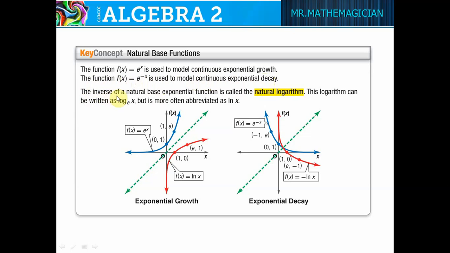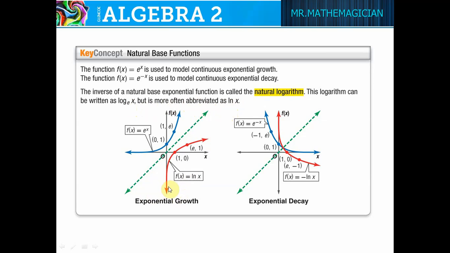The inverse of a natural base exponential function is called the natural logarithm. This logarithm can be written as log x to the base e, but is more often abbreviated as ln x.